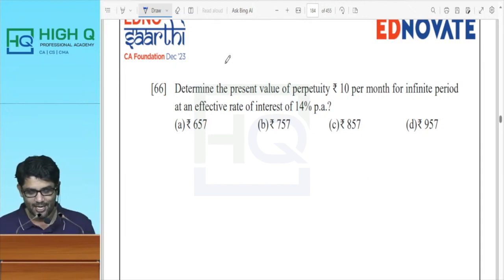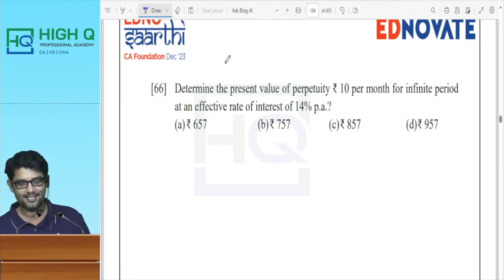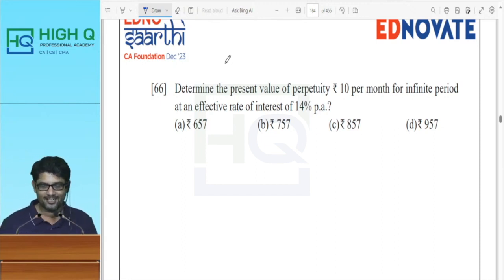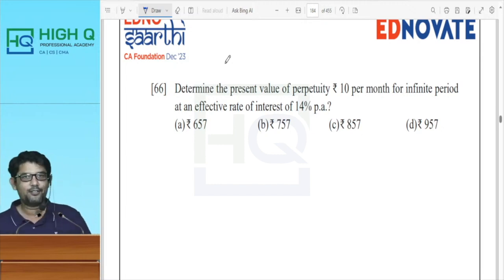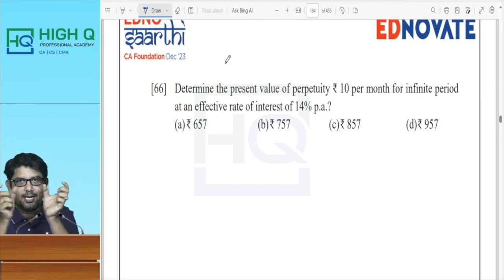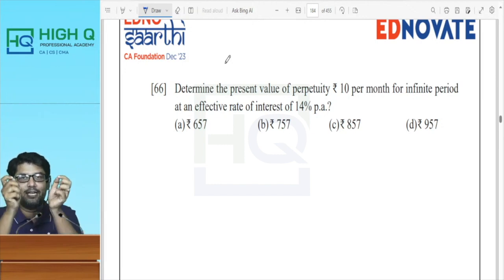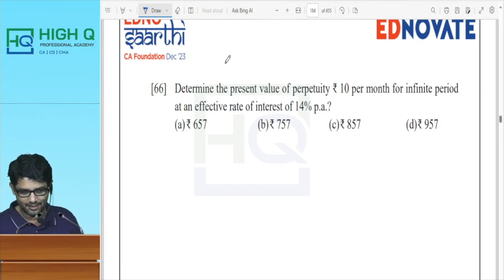Determine the present value of perpetuity. 10 rupees. Before I complete the question, people started giving me the answer. Harsh. Yeah. See, actually, let me tell you one thing. From both the channels, I got the answer at the same time for this particular question.